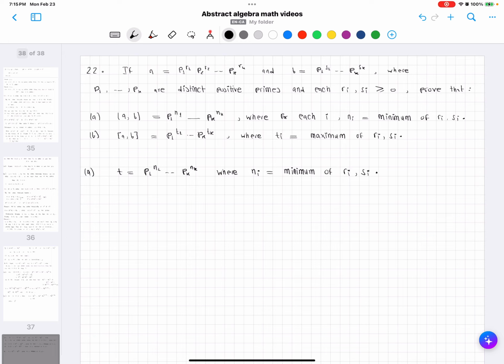Since T divides both A and B, because by construction it appears in both the factors of A and the factors of B, it must divide A and B. So then by definition of the GCD, T divides the GCD of A and B, which is D. So we could factor D as a product of distinct primes: P1 to the L1 up to Pk to the Lk.